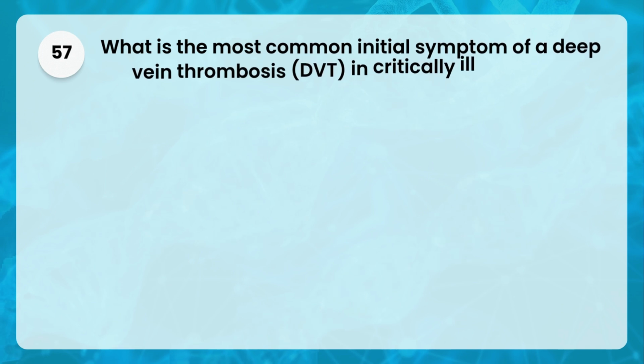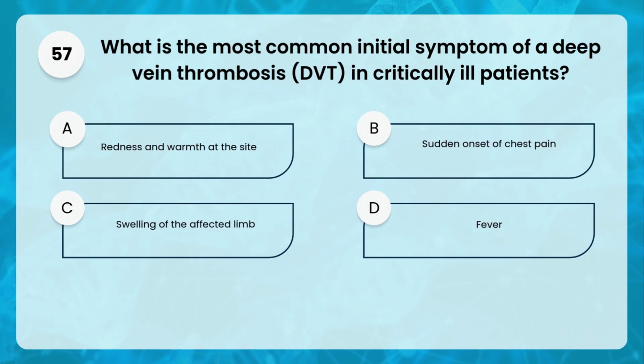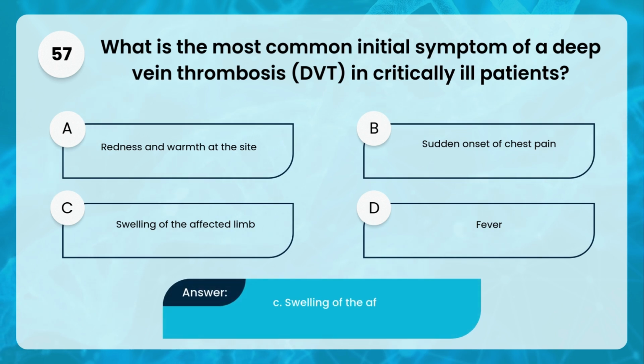57. What is the most common initial symptom of a deep vein thrombosis, DVT, in critically ill patients? A. Redness and warmth at the site, B. Sudden onset of chest pain, C. Swelling of the affected limb, or D. Fever? The answer is C. Swelling of the affected limb.